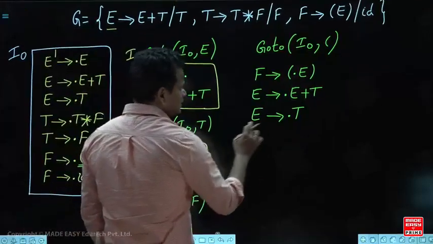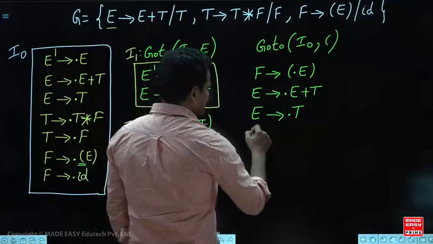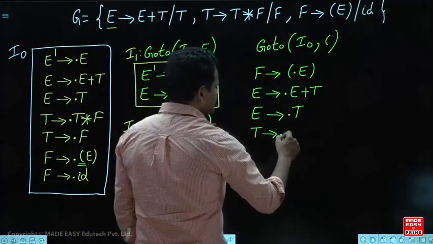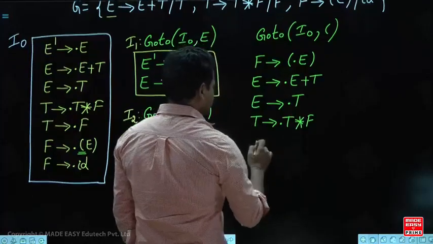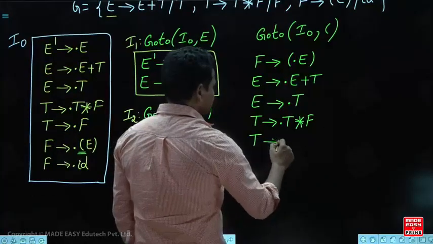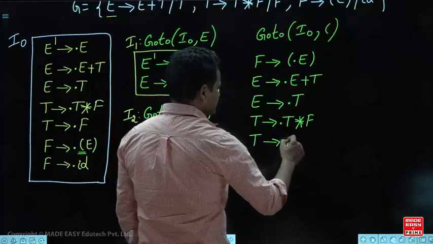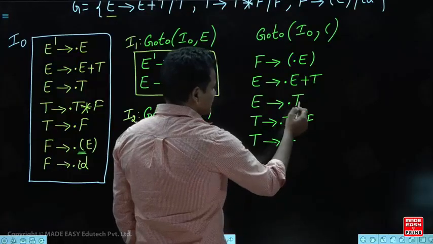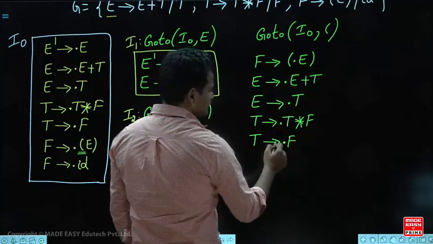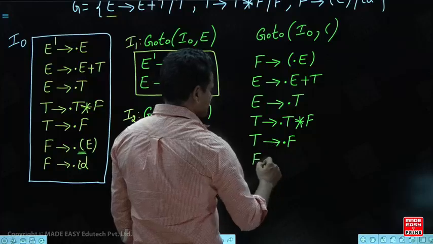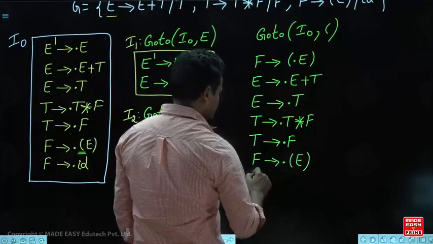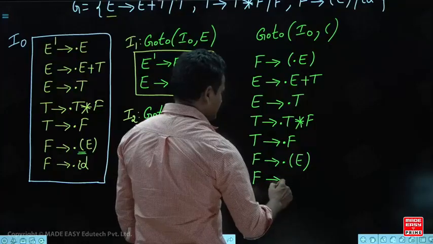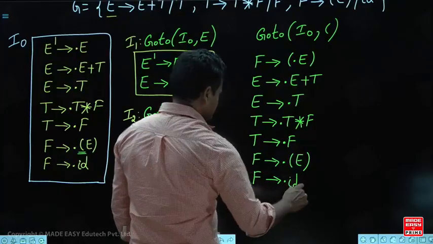Now, dot after T. So add every production of T. T has two productions. One is T → T * F and the other one is T → F. Do you understand? Whenever dot is after a non-terminal, dot after T, add its productions. Again dot after F, add its productions. F → .(E) and F → .id. So close this one.